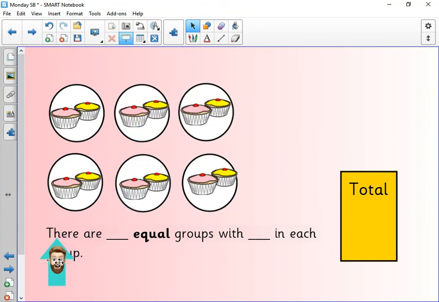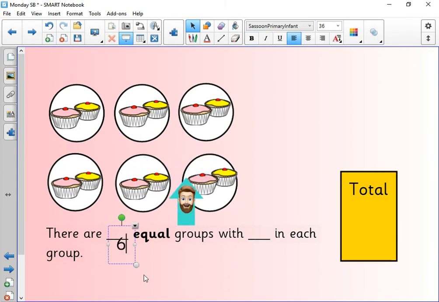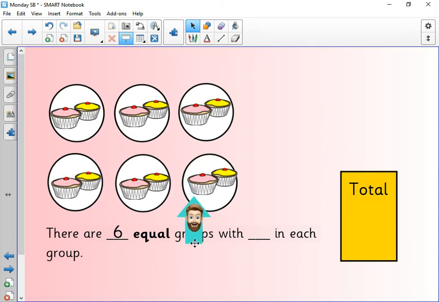Brilliant. So there are equal groups. How many groups have I got? That's right, 6. 6 equal groups. How many cakes in each group? With 2 cakes in each group. Now, do you know the total number of cakes? 2, 4, 6. Well done. 12 altogether. Good job.